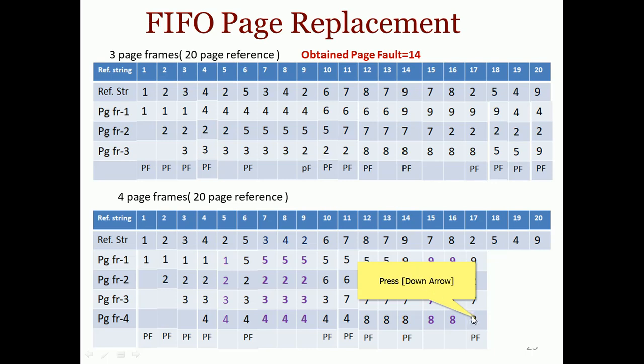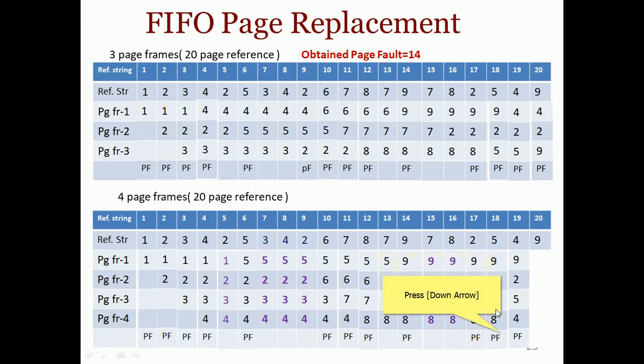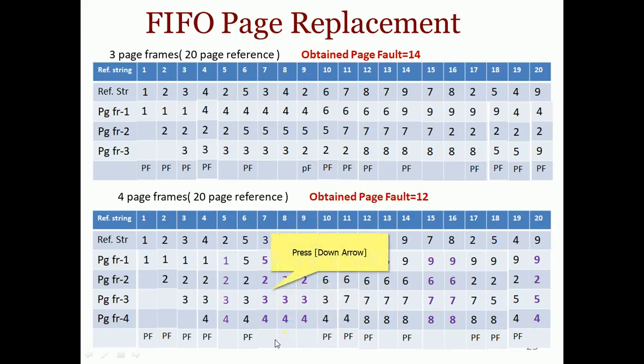And the 5th page is demanded, there is a page fault, so we bring it and replace the oldest page. The 4th page also needs to be brought in because it is not available in memory. The 9th page is already there, no page fault. So we count the page faults: 1, 2, 3, 4, 5, 6, 7, 8, 9, 10, 11, 12. 12 page faults will be there, so here the obtained page faults are 12.